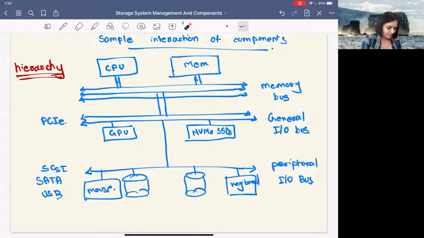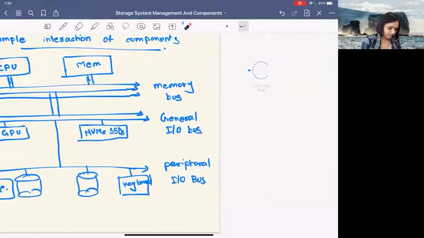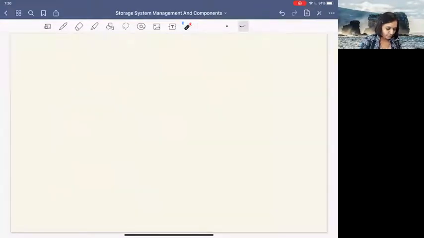Now, let's move to a bit more realistic scenario. Let me give you an example of one of the real architectures. Next I will share Intel's chipset.